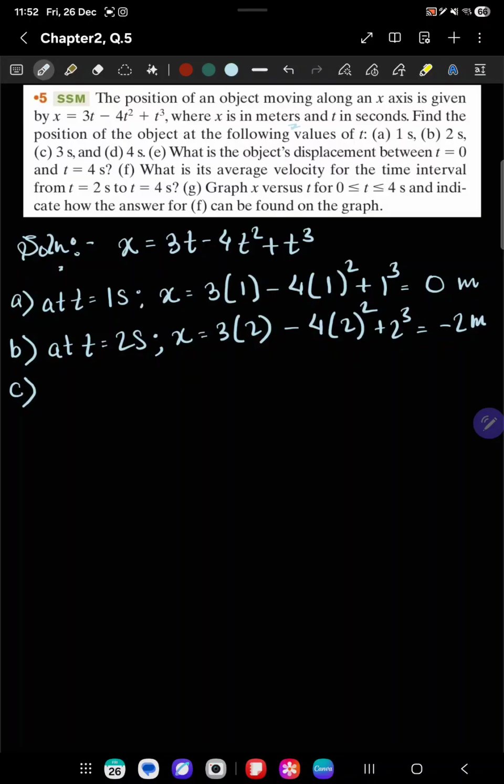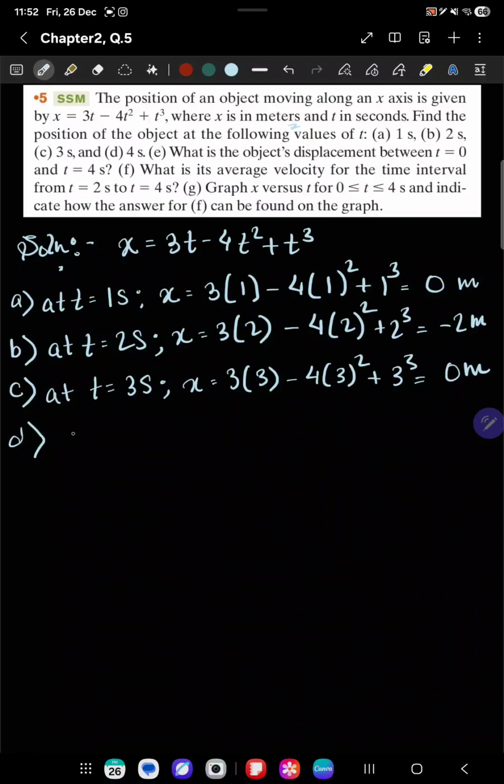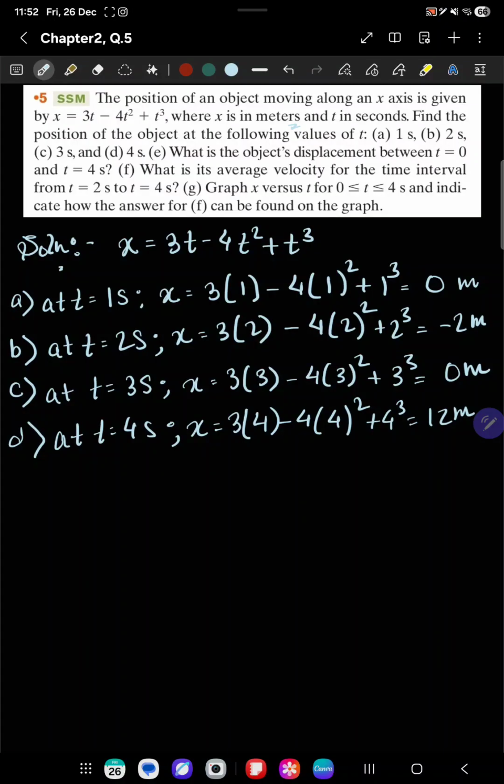C part, at t equal to 3 second, just need to put t equal to 3 square plus 3 cube, which will give us a value of 0. Now for the d part, which is at t equal to 4 second, again just need to put t equal to 4 minus 4 into 4 square plus 4 cube. This will give us a value of 12 meter, right?